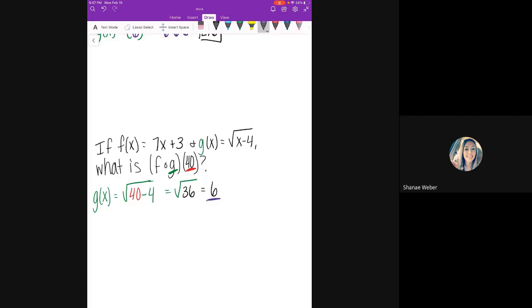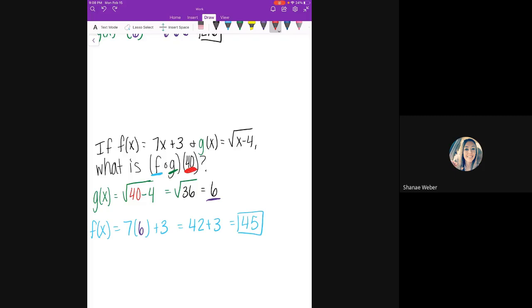And now I'm going to plug that new x into the f of x function. f of x is 7x plus 3, and my new x is 6. 7 times 6 is 42, and 42 plus 3 is 45. And that's our answer. So just know which function you're plugging this number into first, and it's always the one that's closest to it. And then you're going to take that x and plug it into the other function.